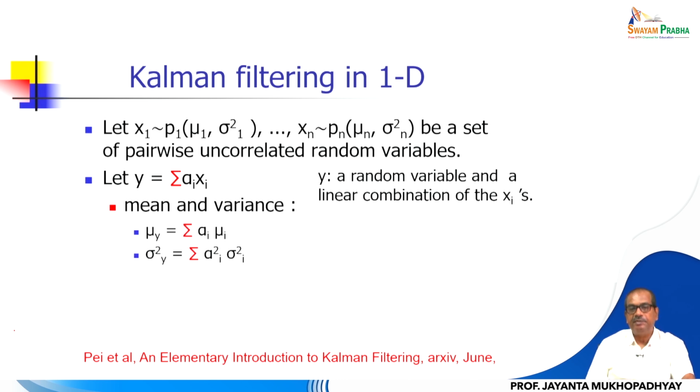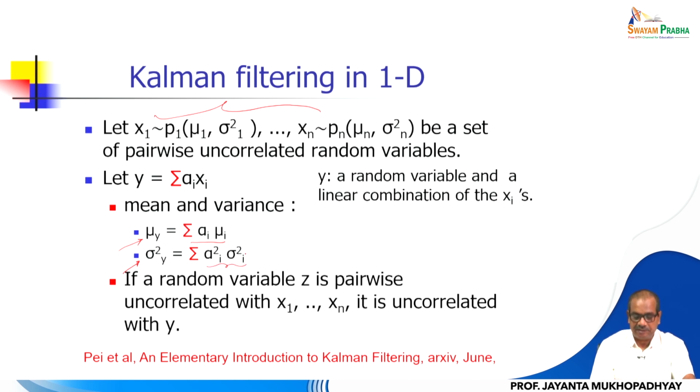Now, if I take the mean and variance of y, this is related to the set of random variables from which the estimate has been taken as a fusion of those estimates. You can see that the mean, because of this linear combination, would be the sum of a_i mu_i, and similarly sigma squared of y would be the sum of a_i squared sigma_i squared, because they are independent, that is, pairwise independent. So if a random variable z is pairwise uncorrelated with these, it is also uncorrelated with y. This is another thing you can show theoretically, and it is used here.